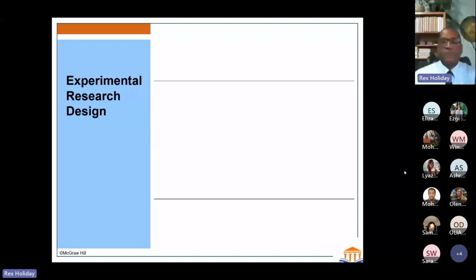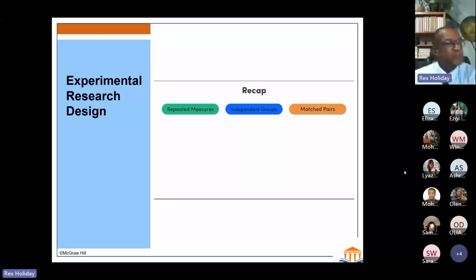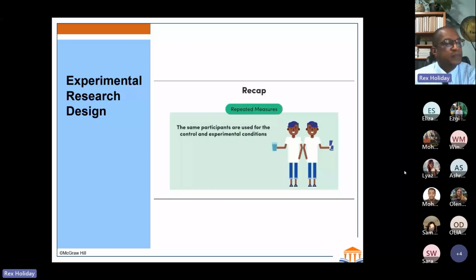We have three key experimental designs: repeated measures, independent groups, and matched pairs. For a repeated measures design, the same participants are used for the control and experimental conditions. This has advantages as your sample can be smaller and there's greater control of participant variables, but there can be order effects and demand characteristics.